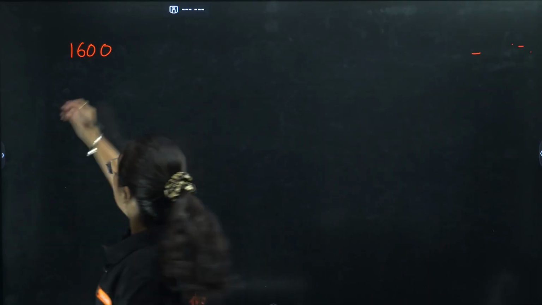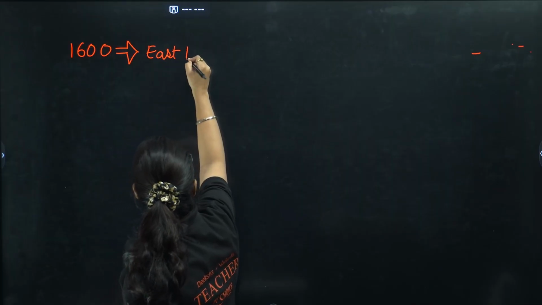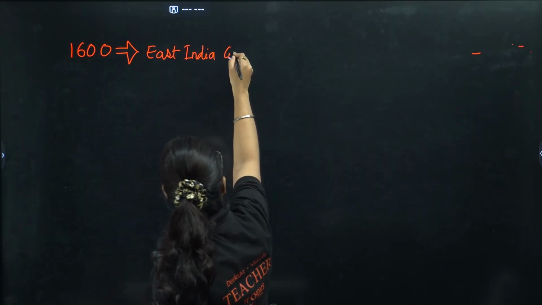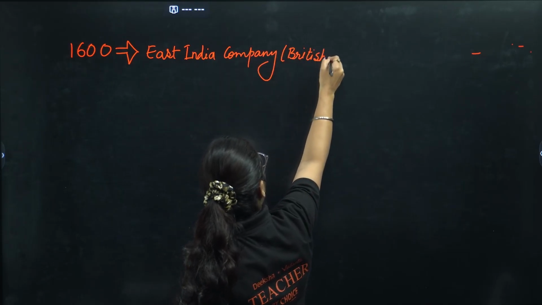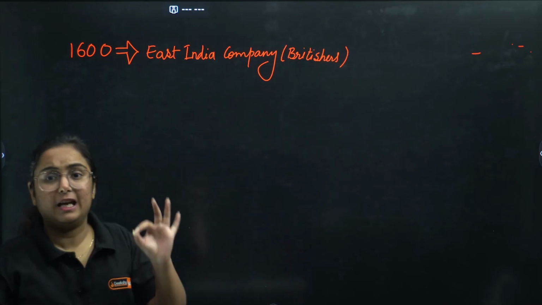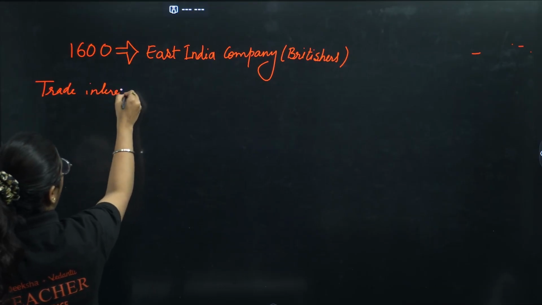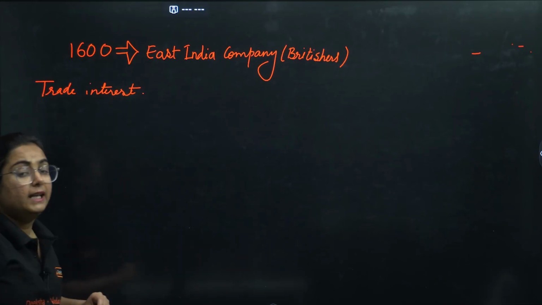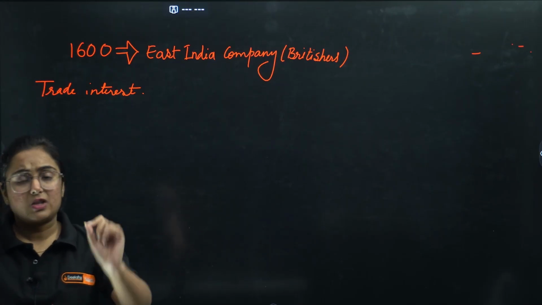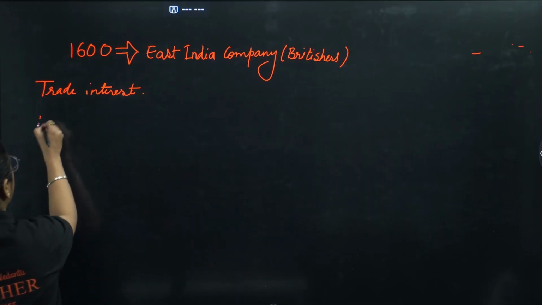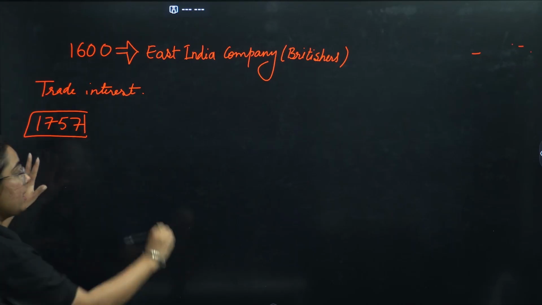Coming back to the thing, by 1600 we know that the East India Company came to India, okay? The East India Company was formed by Britishers. Initially, the Britishers came to India merely in the interest of trade. But later on, they saw the political weakness of India and started conquering and annexing the territories of India, and this started from the Battle of Plassey in 1757.